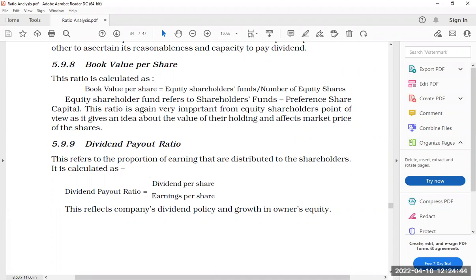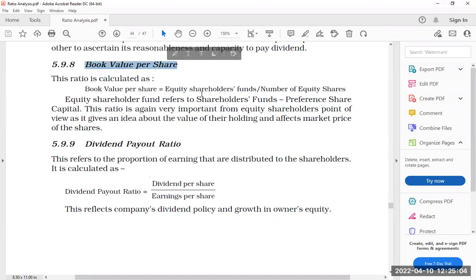Loss on sale of debenture is there in the balance sheet asset side. Discount on issue of share is there in the balance sheet asset side. These all need to be minused from the shareholder fund. The remaining fund you have to divide by number of equity shares. You will get the book value per share.